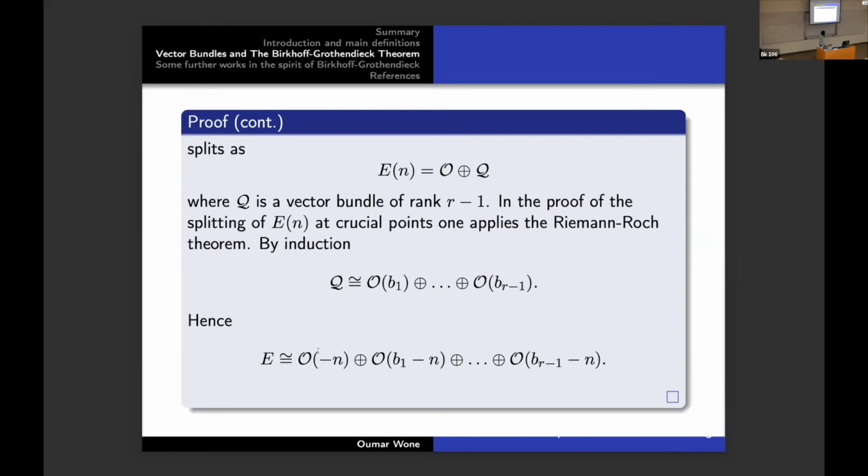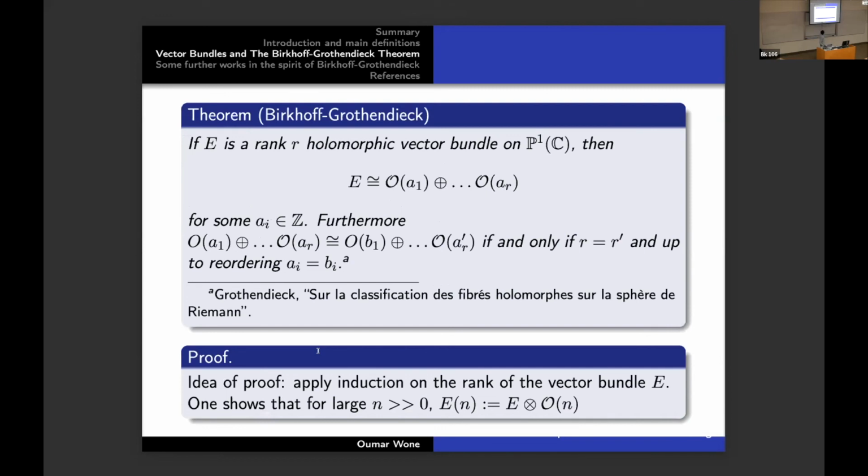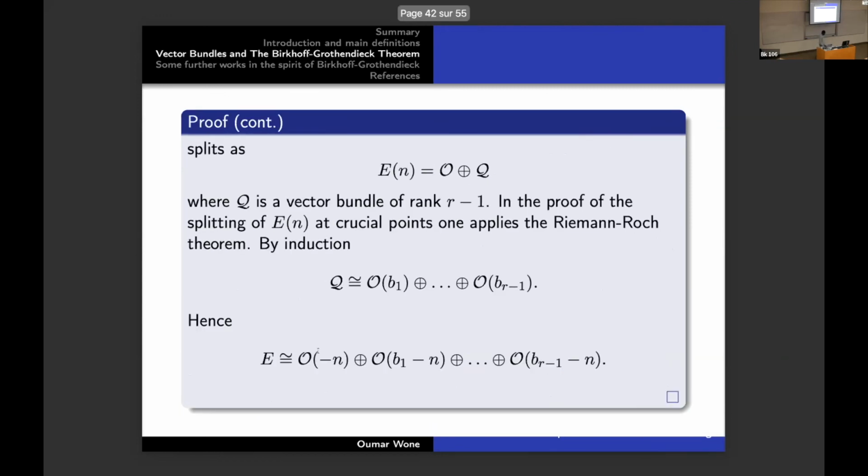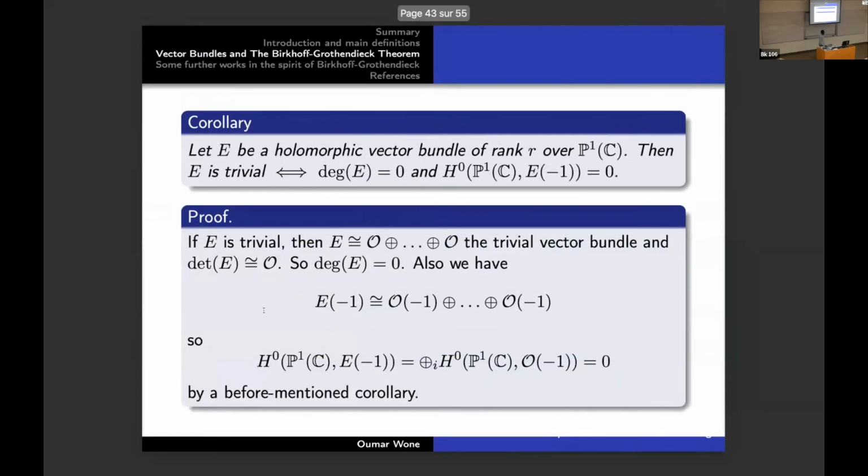So one sees that it is of the form that we wanted. Now, a simple corollary of the Birkhoff-Grothendieck theorem. We have the following: E is trivial if and only if the degree of E is 0, and the space of global sections of E(-1) is 0.